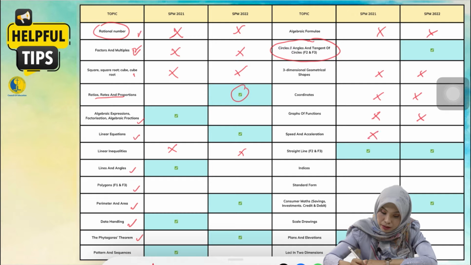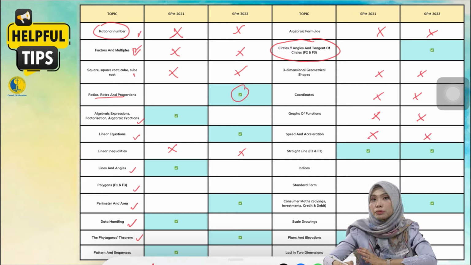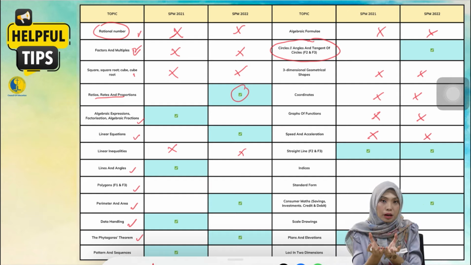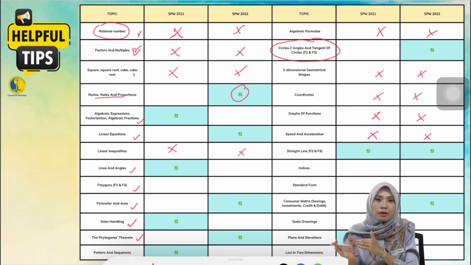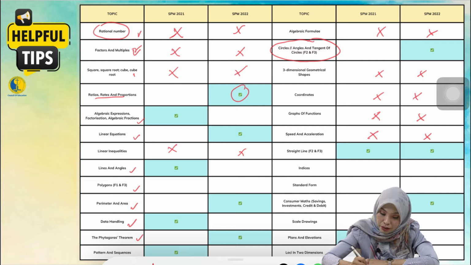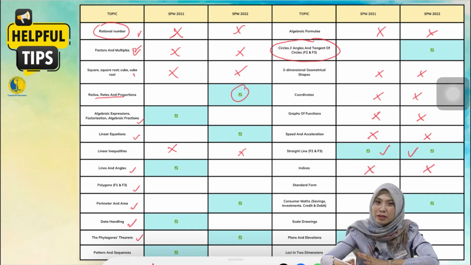Same goes to speed and acceleration. But do remember, even though speed and acceleration does not literally come out as one big question, it can also come out under the speed-time graph, or what we call the distance-time graph topics in Form 5. Straight line is considered quite a favorite topic here because it came out in both years, 2021 and 2022. Be careful. Indices, of course, not quite famous in Paper 2, but very famous in Paper 1.